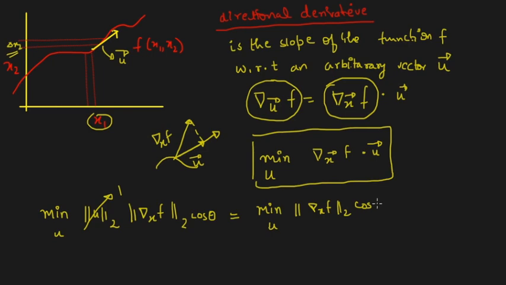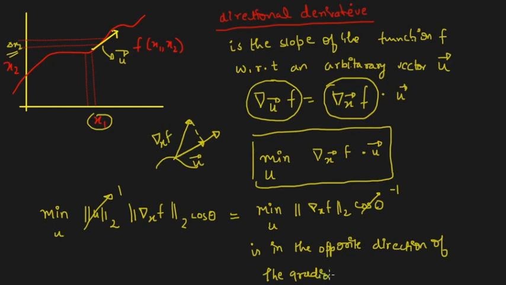cos theta. So this gives the minimum value when cos theta goes to -1. So the minimum value is in the opposite direction of the gradient. We have actually proved our result.